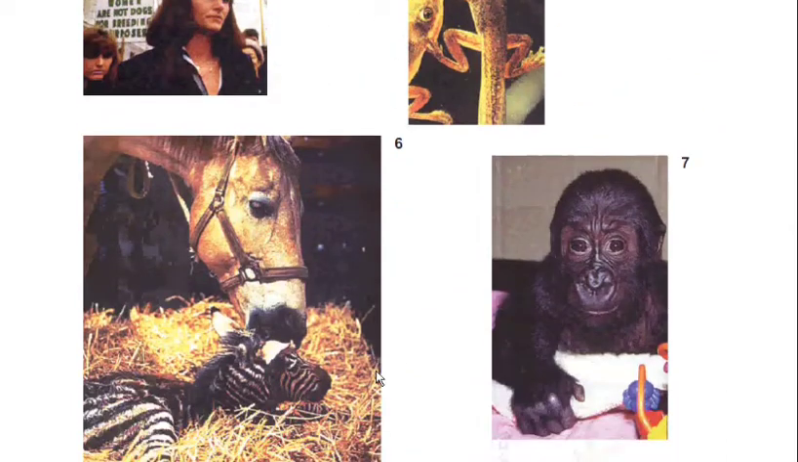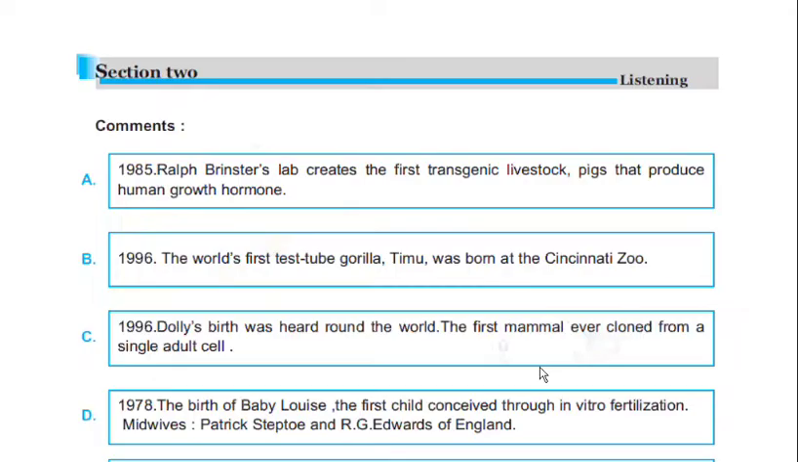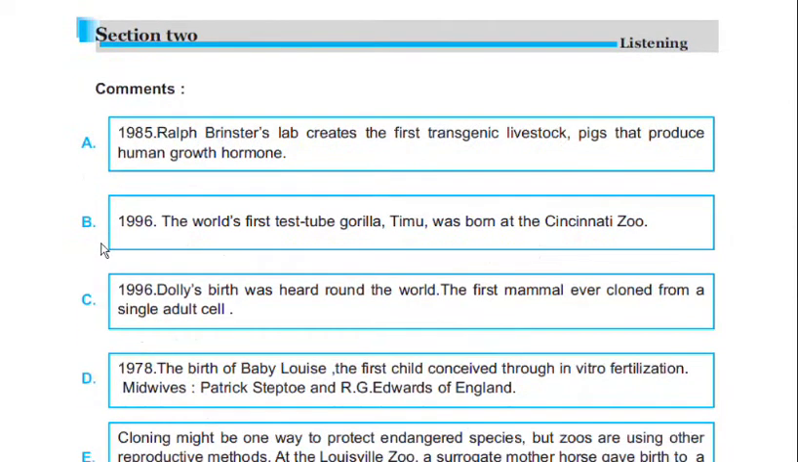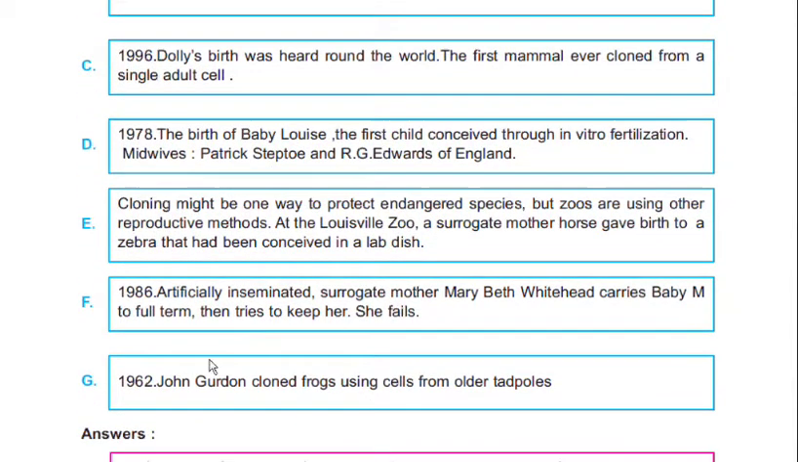Moving on to 6, that's a horse, maybe a female horse, and we're talking here about a zebra, which is not that different, but it is a different animal. That is supposed to be B. In 1996, the world's first test tube gorilla. Nope, that is not a gorilla. Definitely not a gorilla. We're talking about, yes, E.